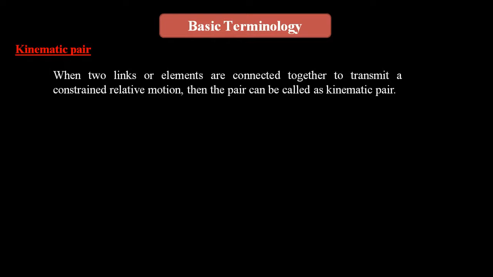So constrained relative motion, we are stressing on that. Constraint means only a particular directional motion has to be allowed from one part to the other part. In that case we can call it a kinematic pair. A simple pair means two elements connected. When we call it a kinematic pair, it means they are connected together to transmit a particular directional motion.